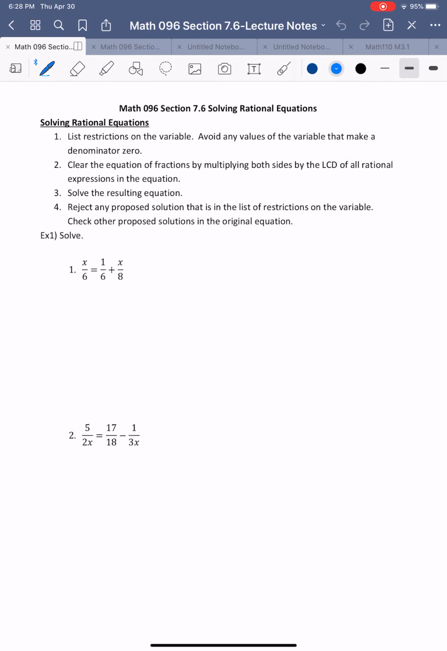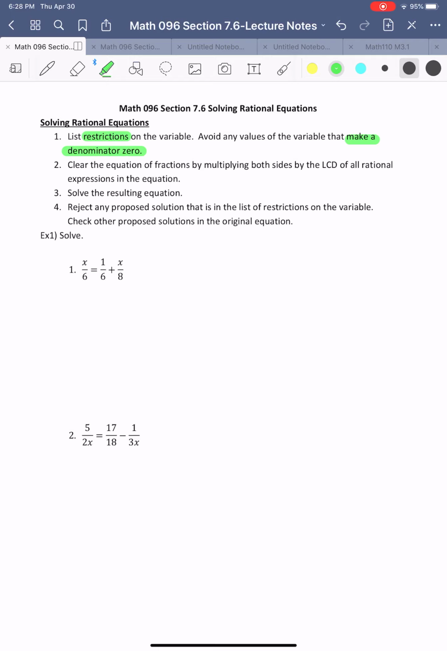Hello, this is section 7.6, rational equations. So, solving rational equations. Number one, the important thing is we need to find the restriction, which means set the denominator equal to 0 to find it, which makes the expression undefined.